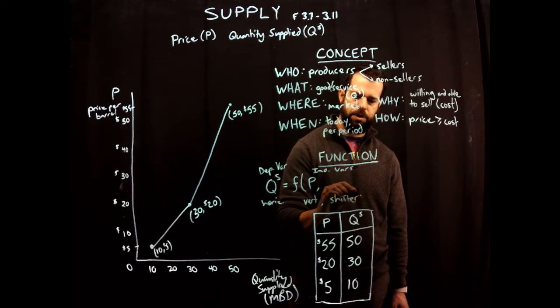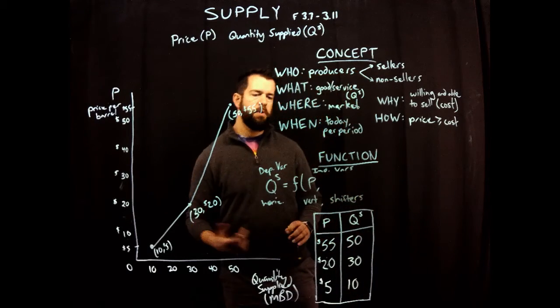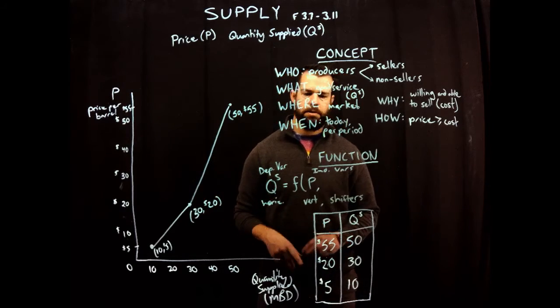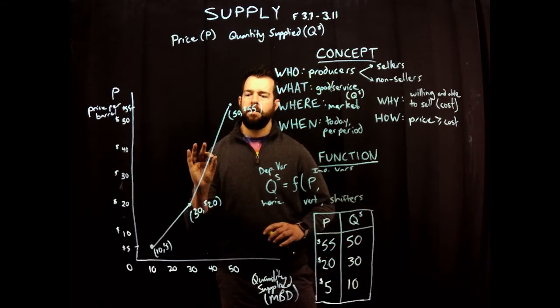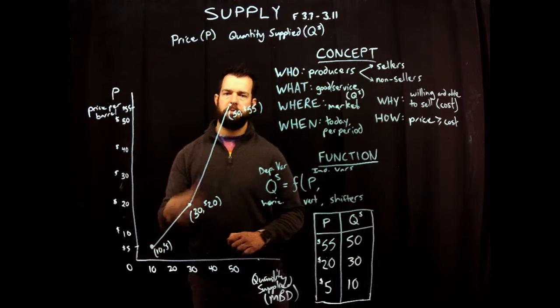So we'll just call those shifters. Okay? All right, so what are some of those things that might cause it to shift? Well, we'll get to those in a minute. Okay. First we want to be able to read this supply curve, okay?